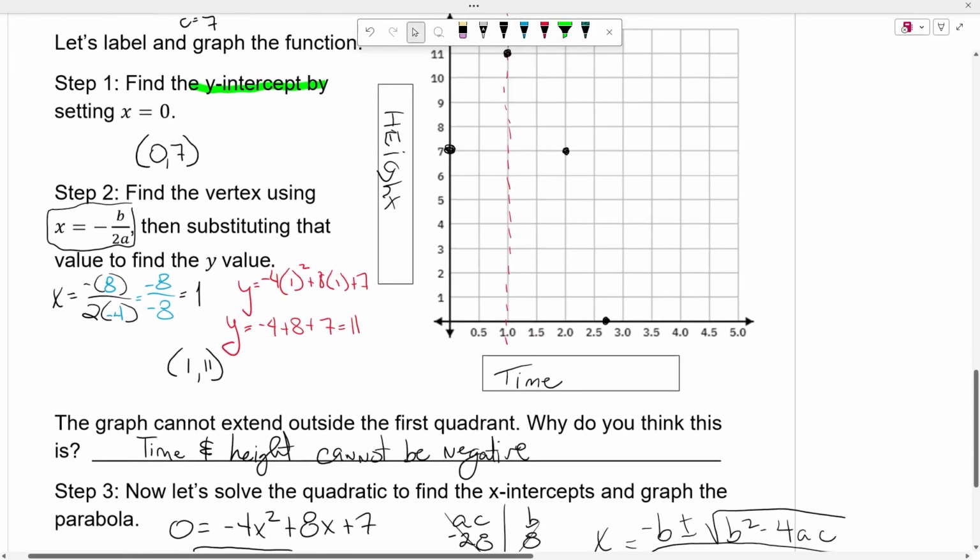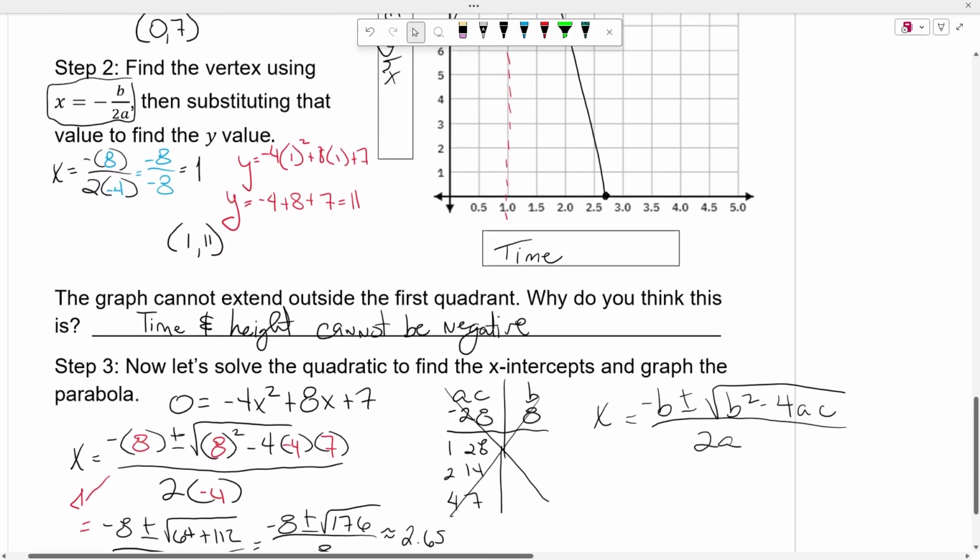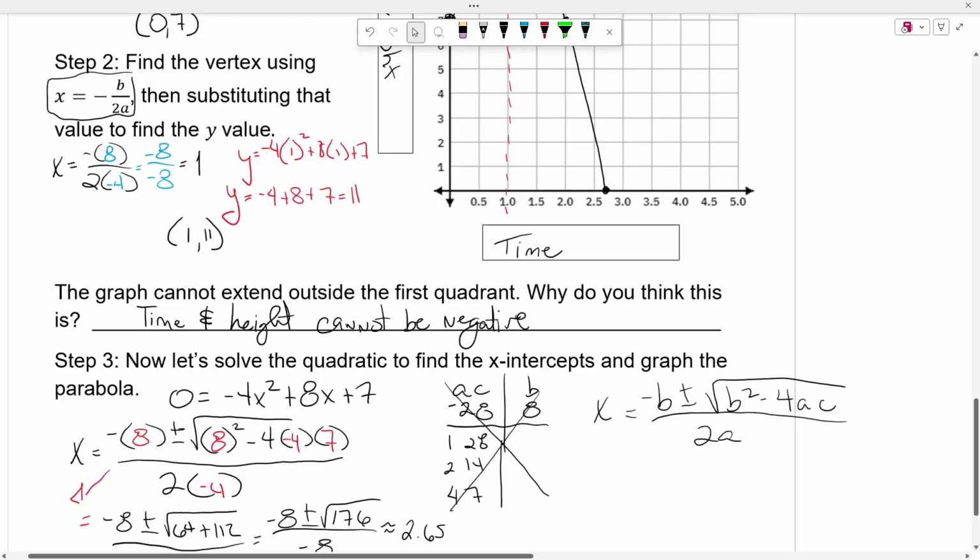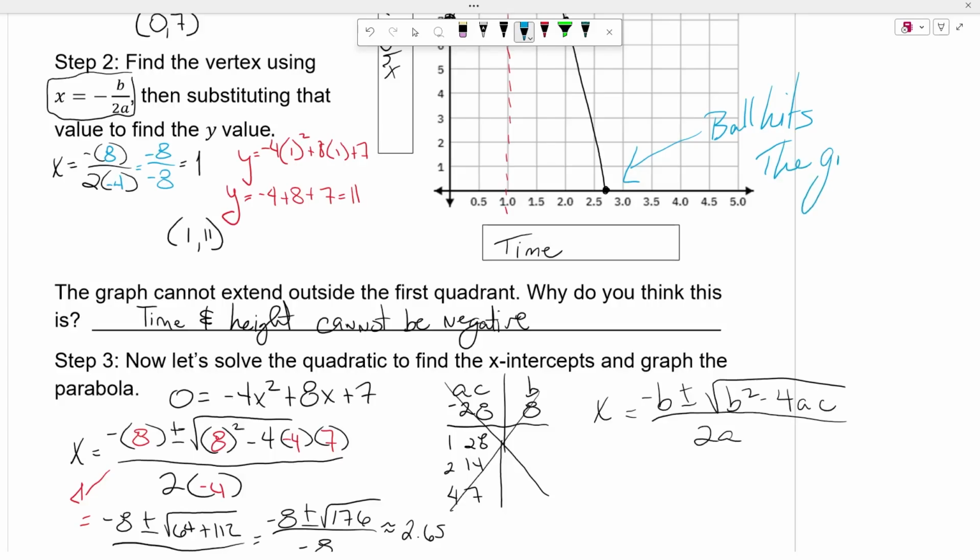So my final graph will look something like this. Coming here and going down to there. At this point right here, the ball hits the ground. Applications of quadratic functions. They're a good thing.